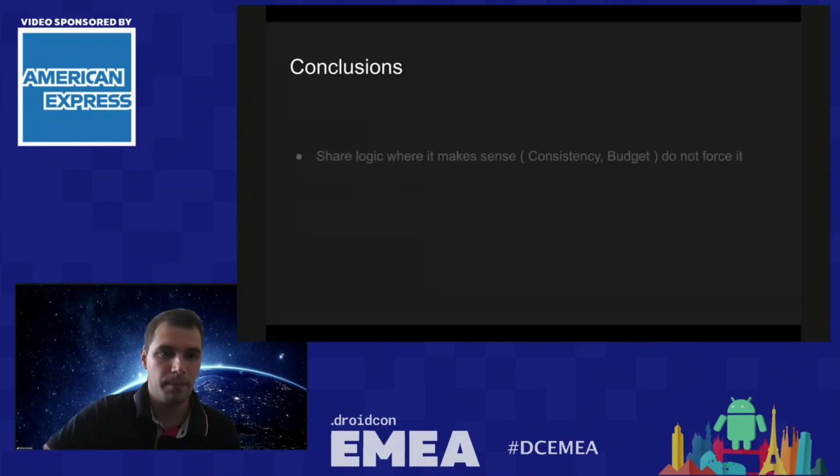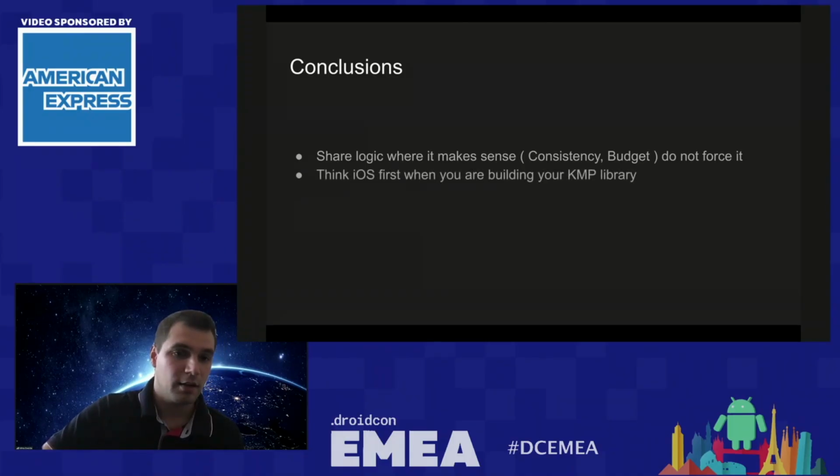So to conclude, we should share business logic where it makes sense. We shouldn't force it. Sometimes you want to share, but it's harder than not sharing. In that case, don't share. Another point to keep in mind is to think iOS first when you're building a Kotlin Multiplatform library, because the concurrency model of Kotlin/Native is more strict than the one for JVM. So if you build for the one which is more strict, automatically it will work for the one which is more relaxed.